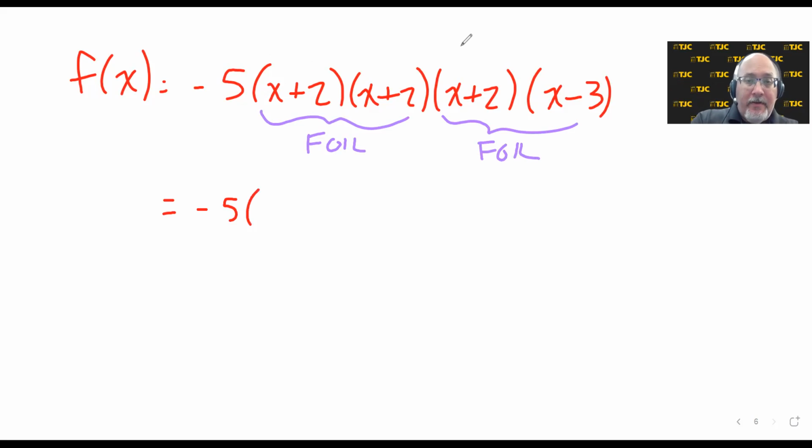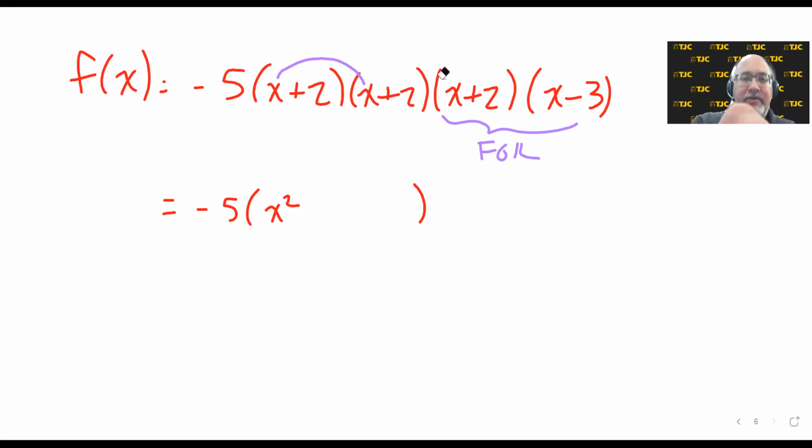-5. All right, in the first FOIL problem, the first part is x times x, which is x squared. Let me erase where it says FOIL here. The outside and the inside will give us like terms. The outside is positive 2x, and the inside is positive 2x. Positive 2x and positive 2x is positive 4x. And then the last part of the FOIL is positive 2 times positive 2, which is positive 4.